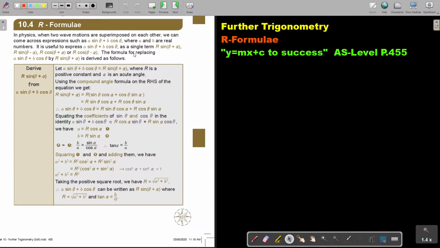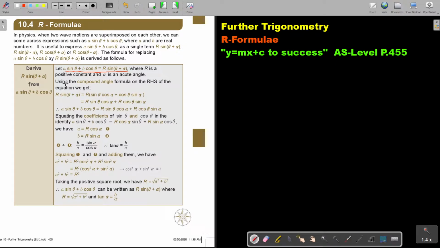So the formula for replacing, say for example, a sin theta plus b cos theta by this r sin(theta plus alpha) is derived as follows. I'm going to show you how we come across the formula, so derive this from this. Let's start with this statement, where r is a positive constant and theta is an acute angle.